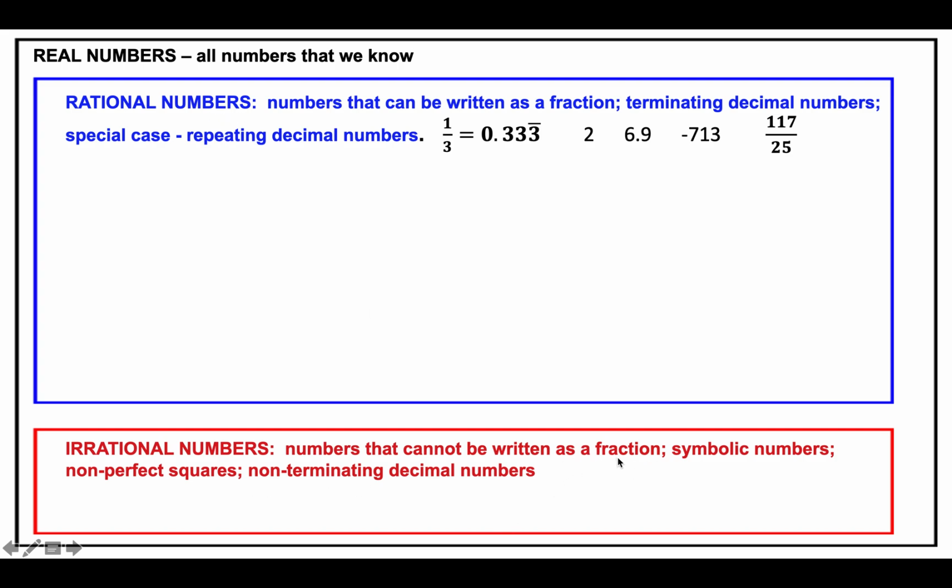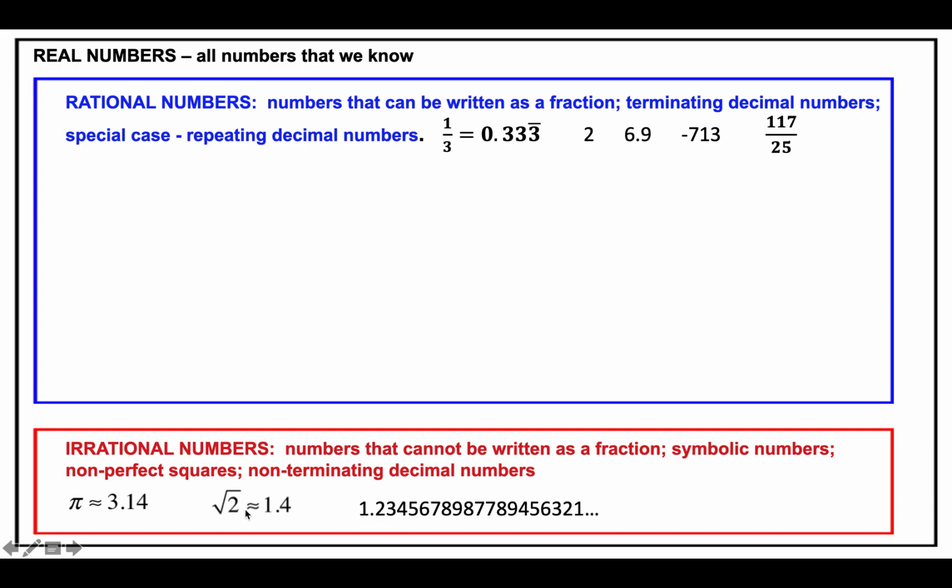So numbers that cannot be written as a fraction: symbolic numbers, numbers that are symbols like pi, non-perfect squares, and non-terminating, non-ending decimal numbers. The first example, of course, of a symbolic number would be pi. It is 3.14 and it continues indefinitely. We approximate it, hence the squiggly equal signs, and we round it, usually to 3.14. Another example of an irrational number is a non-perfect square. Square root of 2 is approximately equal to 1.4, but it goes on indefinitely.